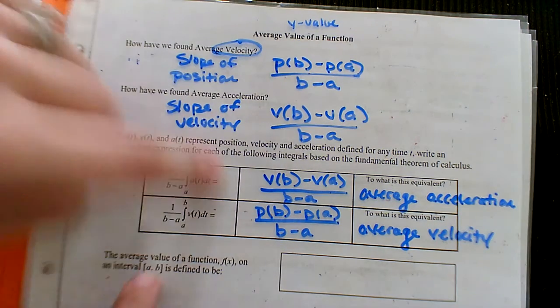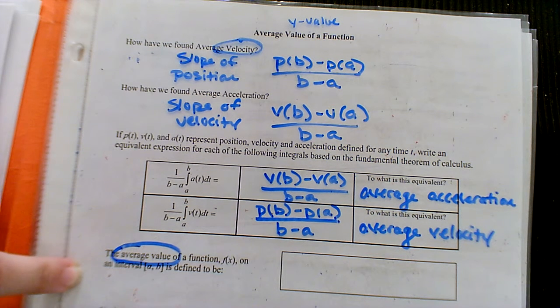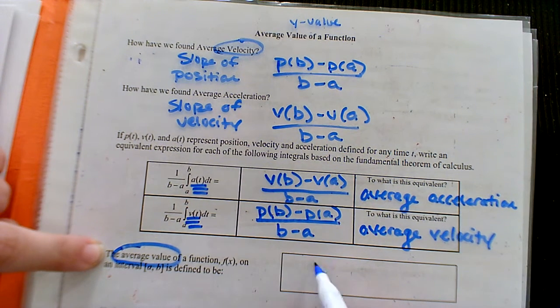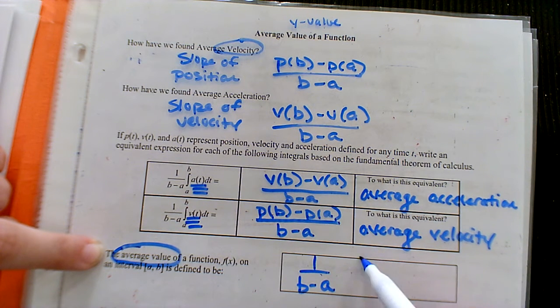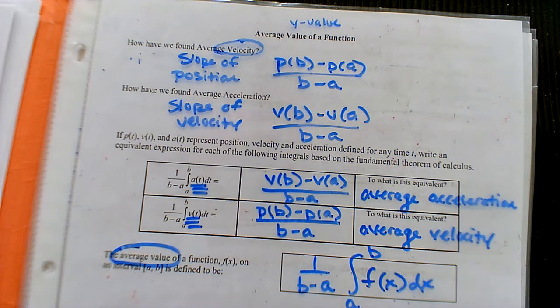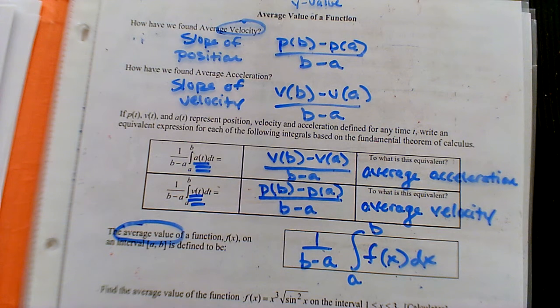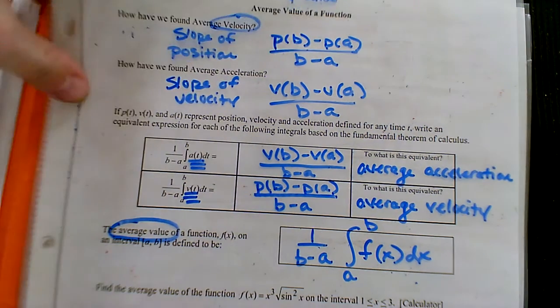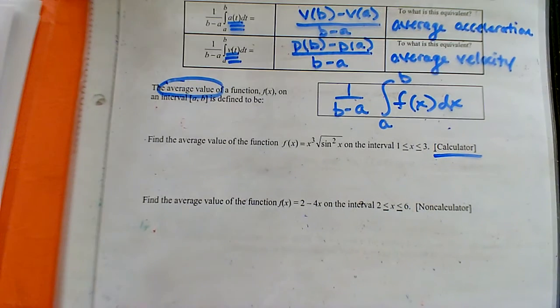Okay, so what this general statement tells us is we can find the average value of a function. Notice how this would be average velocity. This one was average acceleration. The average value of a function is simply 1 over B minus A times the integral from A to B of whatever function you're trying to find the average of, the average output or y value. So we're still working with integrals. Now we're just trying to find an average of an integral, an average output. Some of these will be calculator problems like other integrals we've used, but other ones will be non-calculator. So we might have to do those old school with calculus.